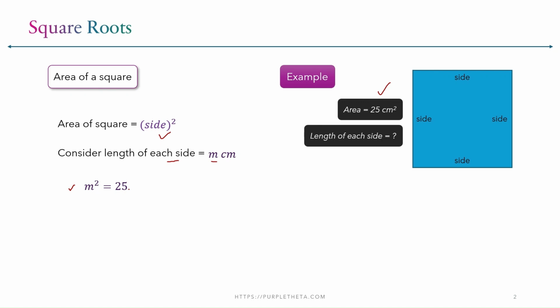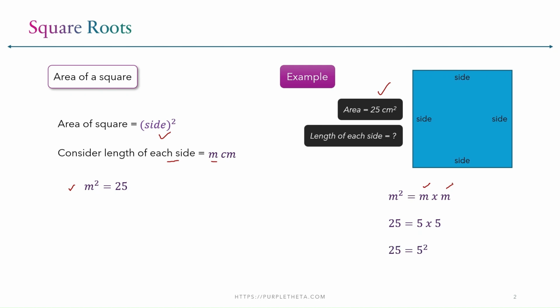itself gives 25. Now we have m square is equal to 25. Remember, m square means m multiplied by m. Now let us think about 25. Can we write 25 as the product of two equal numbers? Yes. 25 is equal to 5 multiplied by 5, or 25 is equal to 5 square.